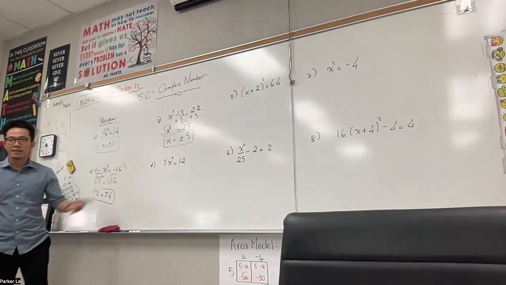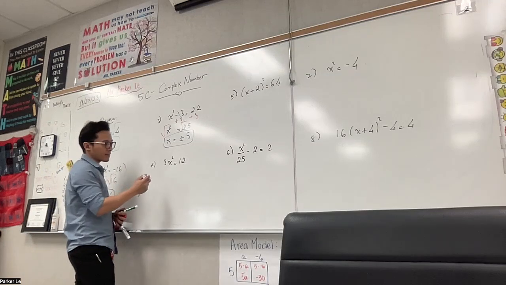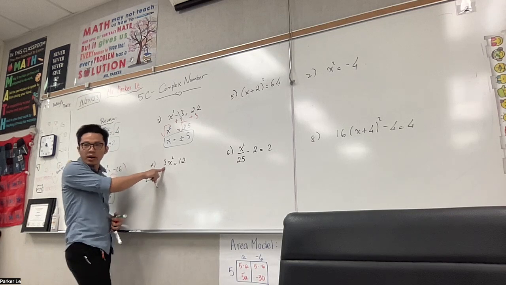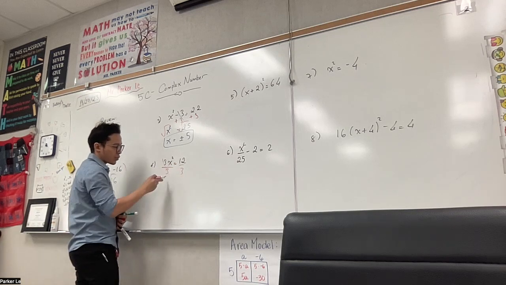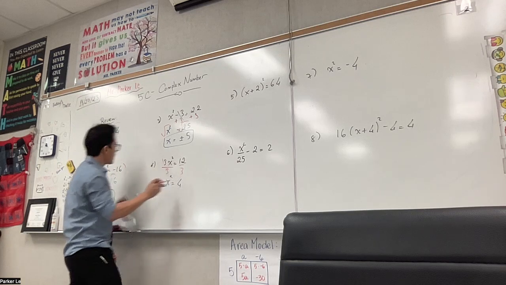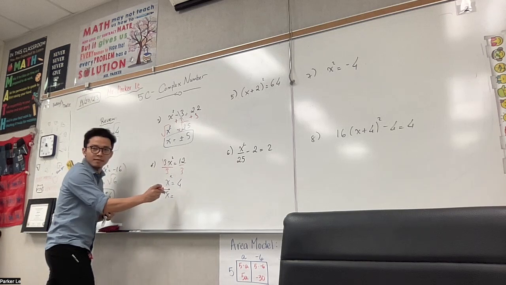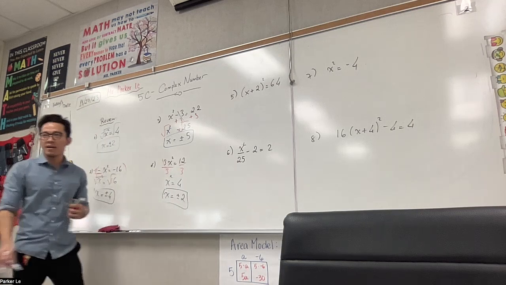All right. Divided by 3. 3 is not square. 3 is not square. So we need to get rid of 3 first. Divided by 3. Gone. X squared equal to 4. So x equal to plus minus 2. Okay, one more for Irma.